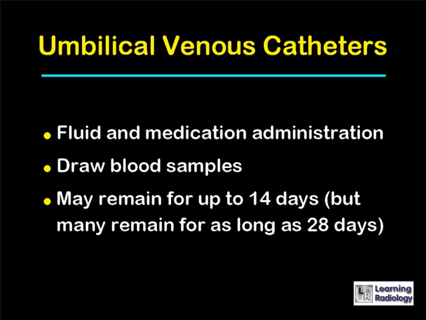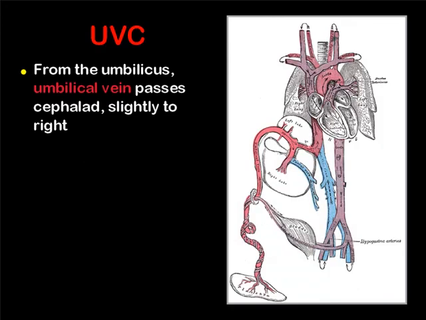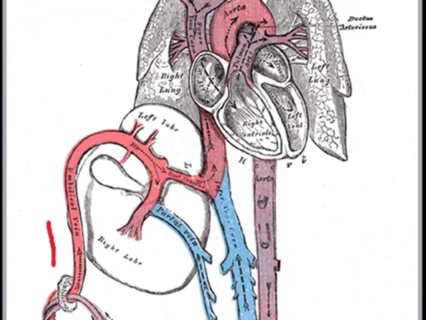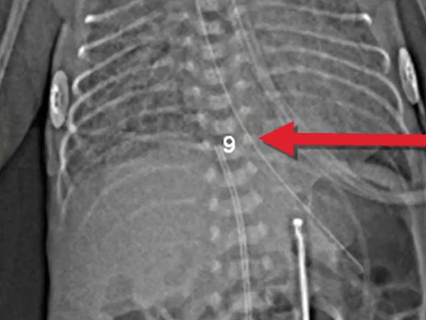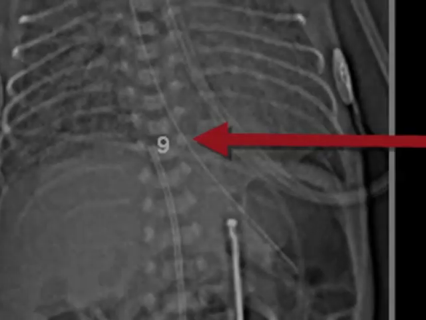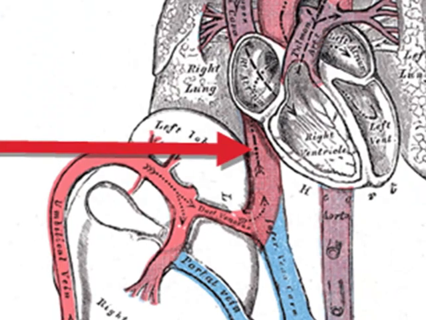Umbilical venous catheters are used for fluid and medication administration and to draw blood samples. Although they can remain for up to 14 days, they very frequently stay in place for as long as 28 days. Umbilical venous catheters begin at the umbilical vein. They then extend slightly to the right as they join the left branch of the portal vein. They enter the ductus venosus, then the inferior vena cava. This is the tip of an umbilical venous catheter adjacent to the T9 vertebral body, which corresponds roughly in the diagram to the position that's shown here.